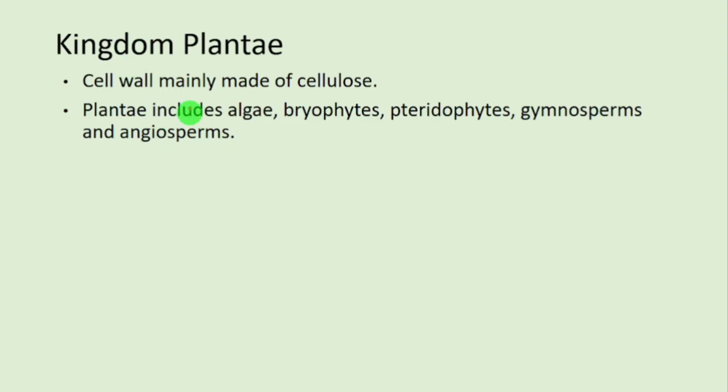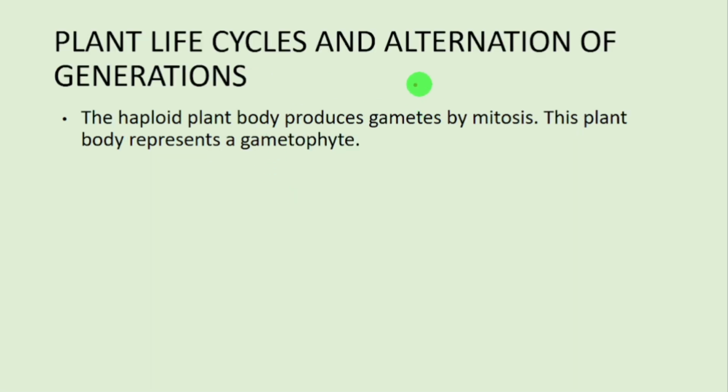The next feature of the plant kingdom is their cell wall. It is made up of cellulose, and these are the five categories: algae, bryophytes, pteridophytes, gymnosperms and angiosperms. So what is alternation of generations? See, the haploid plant body produces gametes by mitosis. This plant represents a gametophyte. The whole structure is made up of haploid cells.